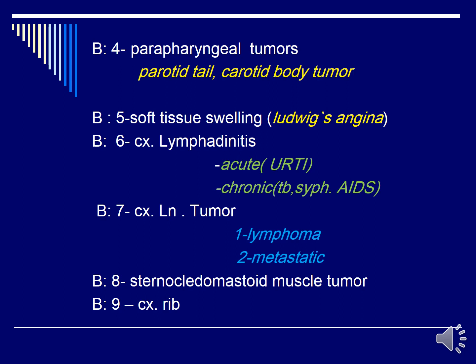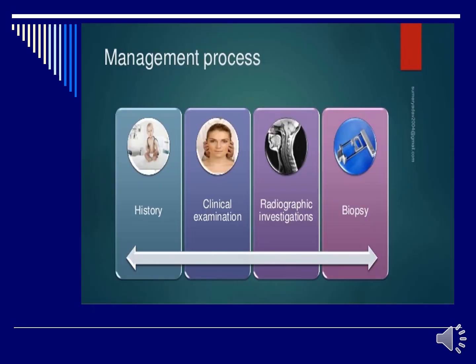Cervical lymph node tumor: tumor of the lymph node itself, like lymphoma, or metastasis to the lymph nodes. Sternocleidomastoid muscle tumor and cervical rib can be put in the diagnosis of the lateral neck mass.